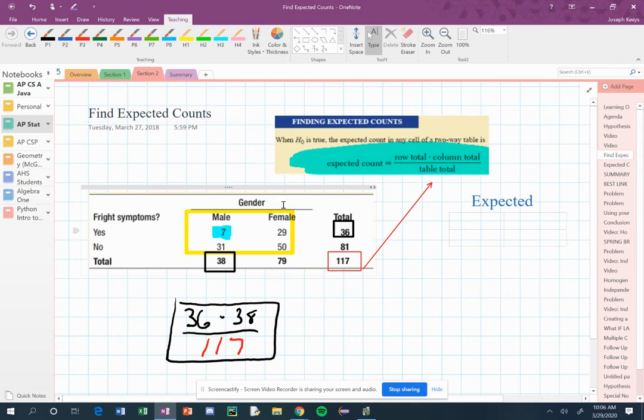And how do we do that? Well, you take the row total times the column total divided by the table total. So you can see if I wanted to find the expected count for this item right here, notice the observed is 7. I take the row total, which is 36, multiply it by the column total, which is 38, and then divide it by the table total, which is 117. So if I get my calculator right now, 36 times 38 divided by 117, I'm getting 11.69. So that's what I'm going to write right there, 11.69. That is the expected count.